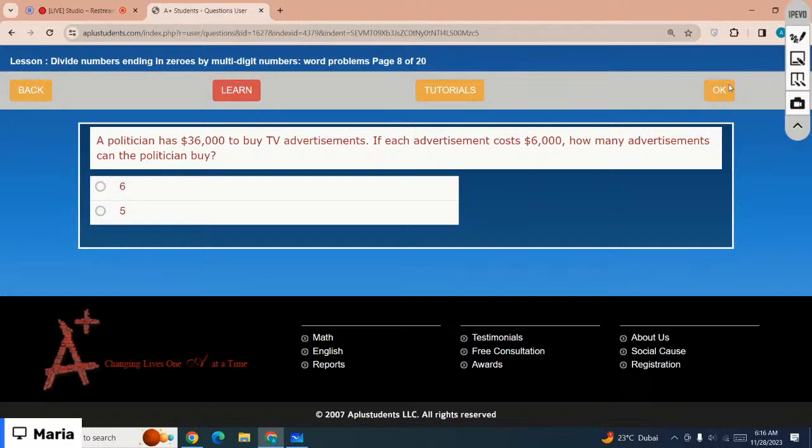A politician has $36,000 to buy TV advertisements. If each advertisement costs $6,000, how many advertisements can the politician buy?